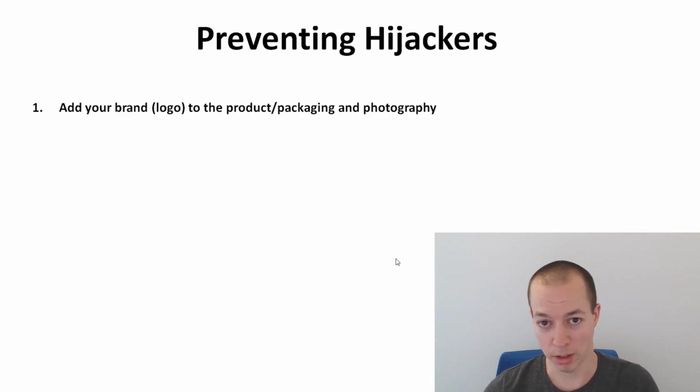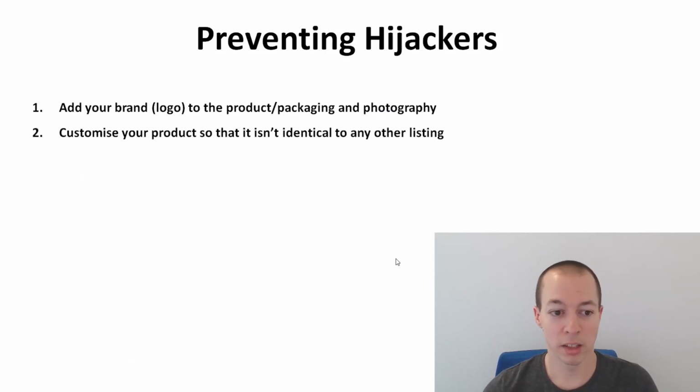Make sure you add your brand logo to the product and packaging, and then that's shown in the photography on the listing so that you can prove it is not the same product if you ever have to. Step two, customize your product so it isn't identical. Add additional functions and features so that it's unlikely any generic hijacker will have those features.